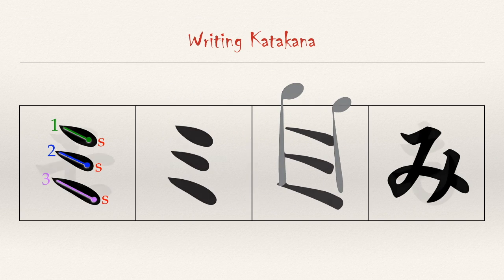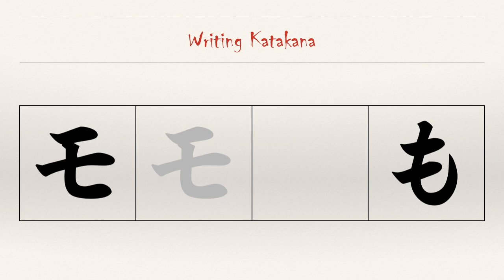Let's move from me now to mo. Mo has 3 strokes and looks a lot like its hiragana counterpart. However, the stroke order is different. The katakana mo begins with the 2 horizontal strokes which stop. And then the 3rd stroke is the one that goes down through the middle and curves to the right. And remember, the hiragana mo did the hook first and then the 2 horizontal strokes. So this is quite different.